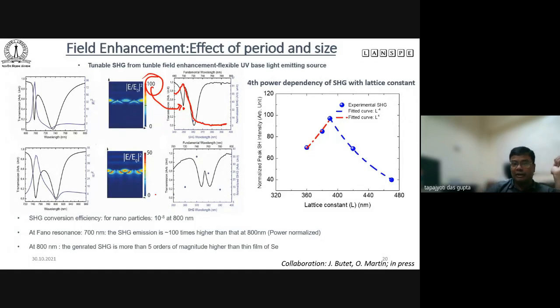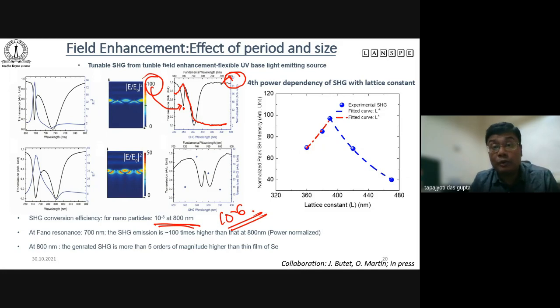And the SHG conversion is around 10 to the power of minus 8 at around 800 nanometers. Here it increases by around 100 times. You see, it's 97, right? That means you can get a conversion efficiency of 10 to the power of minus 6 using your amorphous material. Remember, amorphous materials are not a good material for SHG. But if you can use this technique or process on non-centrosymmetric crystals, you can further increase the second harmonic generation.